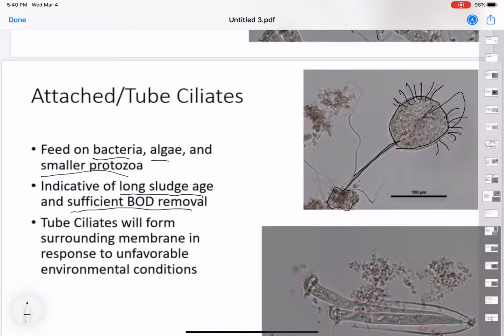Tube ciliates will form a surrounding membrane in response to unfavorable environmental conditions. So you could have a membrane around it in case there is any toxic chemical coming into the system. Okay?